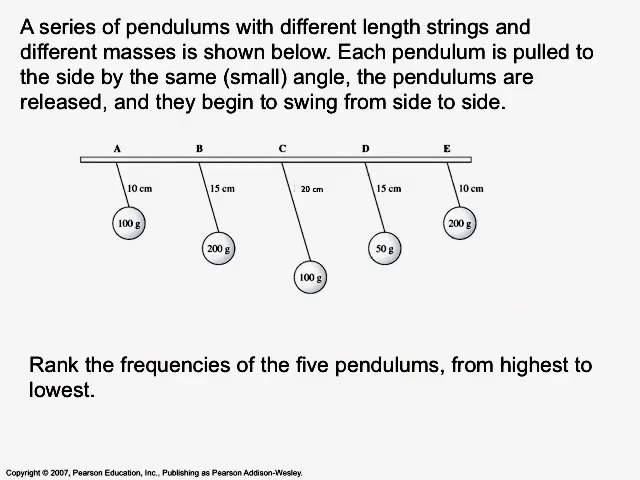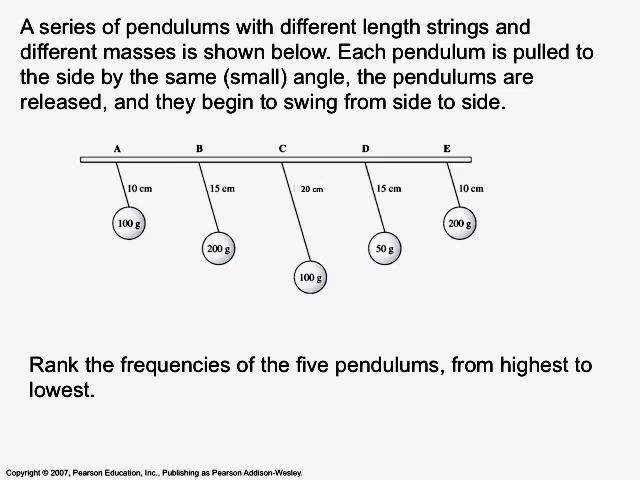Let's make sense of this. A series of pendulums is in the image below, A, B, C, D, and E, with different length strings and different masses. Each pendulum is pulled to the side, as shown, by the same small angle. The pendulums are released and they begin to swing from side to side. Rank the frequencies of the 5 pendulums from highest to lowest.